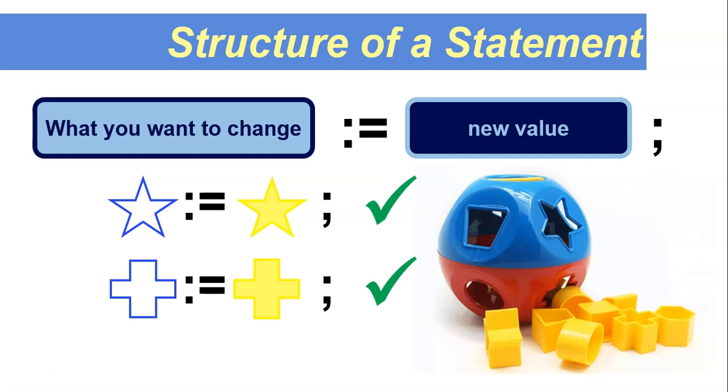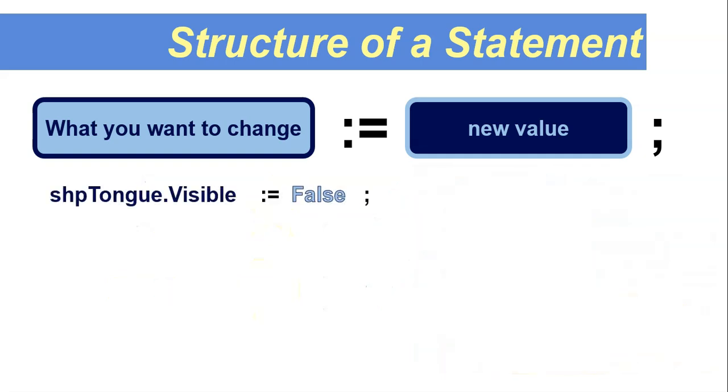So if we understand that, then you'll understand a little bit about how the structure of the statements must be. For example, in this case, did you notice that the visible property needs a true or a false? And we gave it a false. So therefore that's a match.